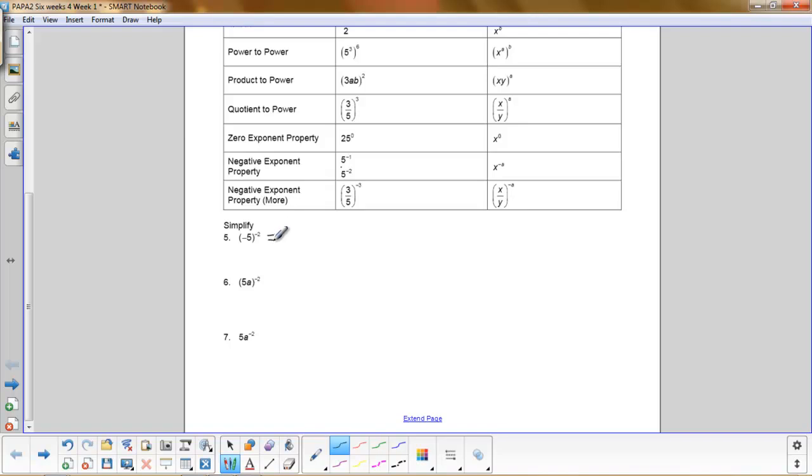Okay, when we're dealing with negative exponents, any exponent, never mind the base, any exponent that is negative will move to the bottom of the fraction. Or if it's already in the bottom of the fraction, we'll move to the top.